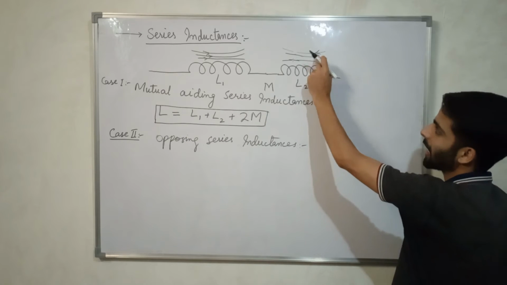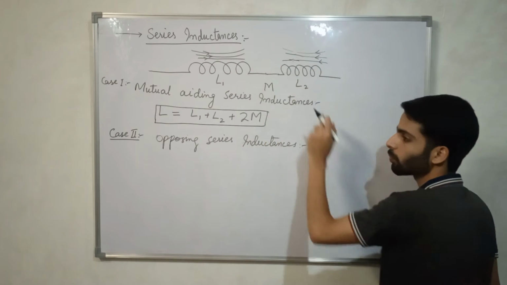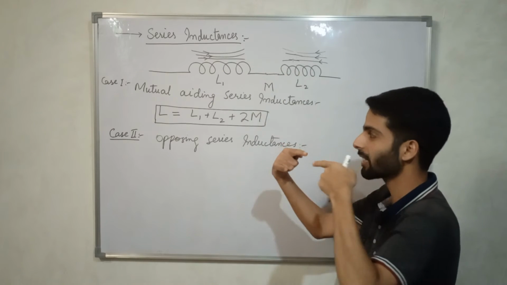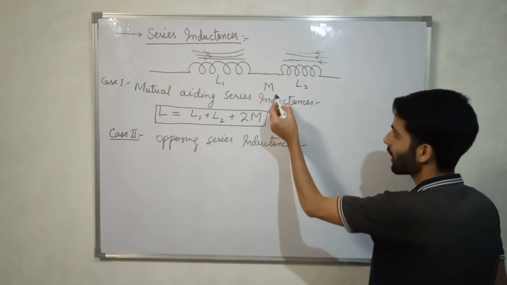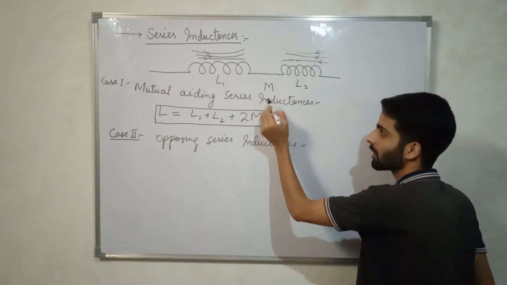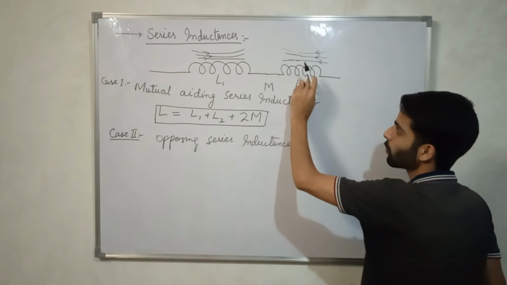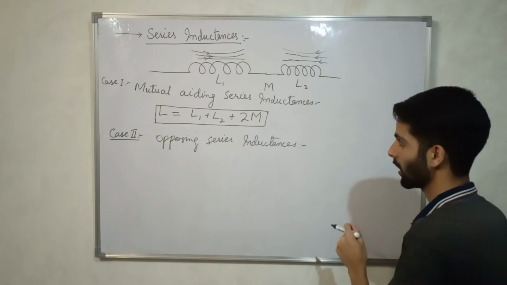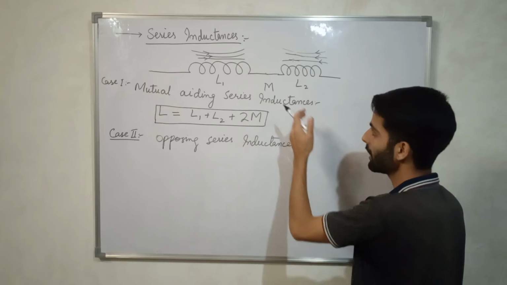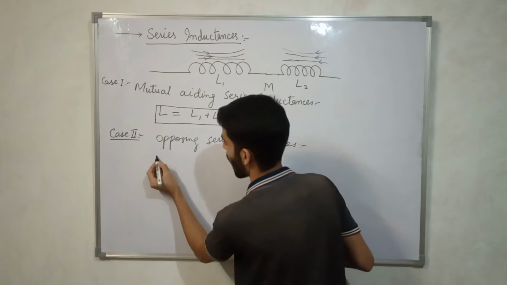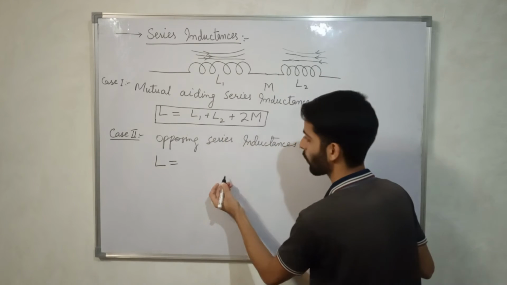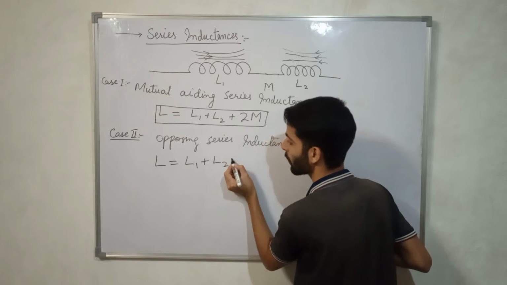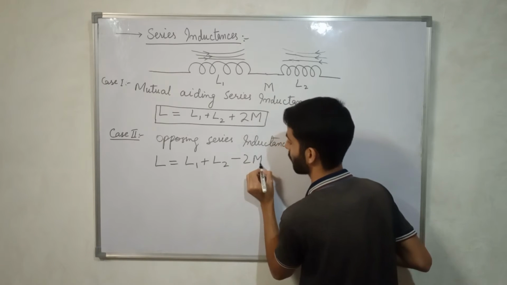But when the direction of the flux lines in those two inductances is opposite and they are put in series, what happens, the mutual inductance between those two opposes the individual self inductances. How will we denote that? Here L is equal to L1 plus L2 minus 2M.